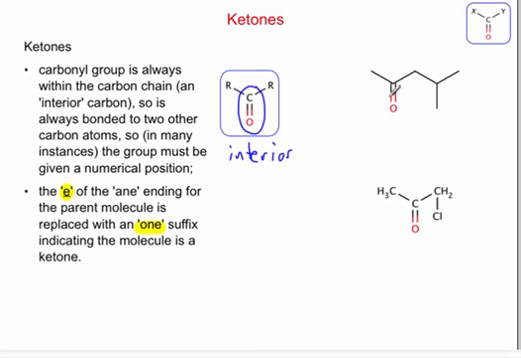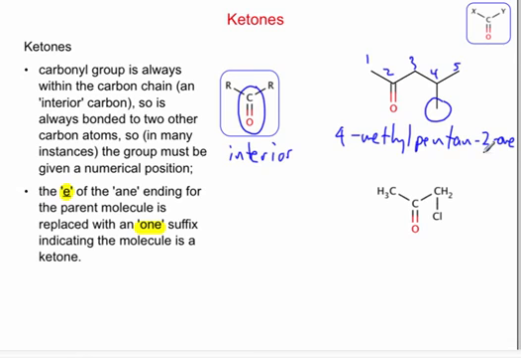So let's have a look at this one. And again, here you do have to position the carbonyl group in the chain. This chain is going to be 1, 2, 3, 4, 5 carbons long. I have my ketone on carbon 2, and I have a methyl group on carbon 4, so this is going to be 4-methylpentan-2-one.